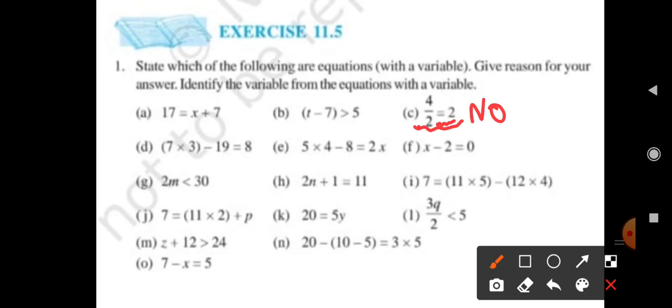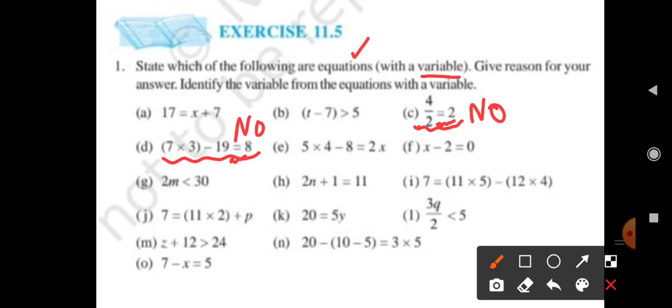Next, coming to the D part, again check. First of all, we need to check the equality sign. Yes, the equality sign is there, so it is an equation. Now check for the variable. There is no variable. So no, it is not an equation with a variable because the variable is missing here, right?